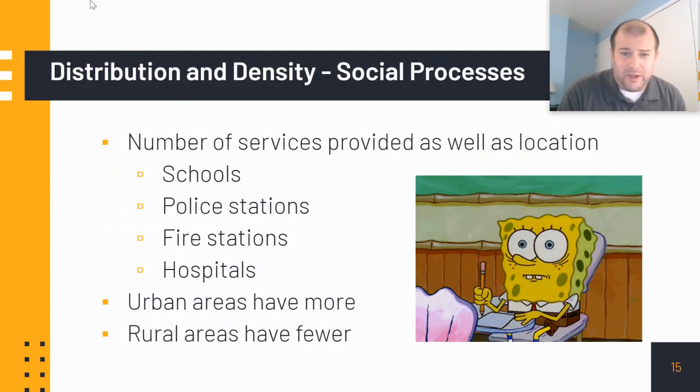Now let's look at social processes. We learned in Unit 1 that the U.S. government will use census data to determine the number of social services that need to be provided to a particular geographic space. That would be schools, police stations, fire stations, and in some cases, hospitals. I do realize that urban areas tend to have a lot more social services available than rural areas, because there are more people in urban areas in need of those services.